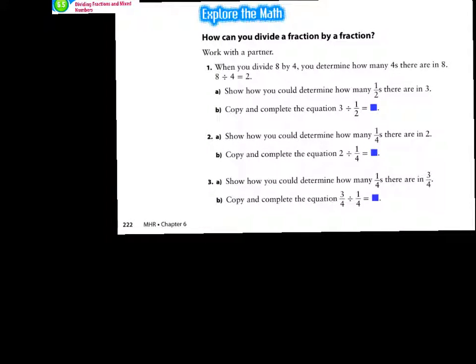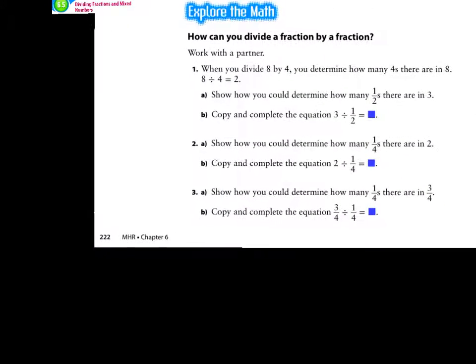Obviously you really couldn't work with a partner. I asked you this for homework, but that's okay. The first question says, when you divide 8 by 4, you're determining how many 4s, or groups of 4, there are in 8. And of course there are 2 groups of 4. With that train of thought, I want you to show me how you can determine how many halves there are in 3 wholes.